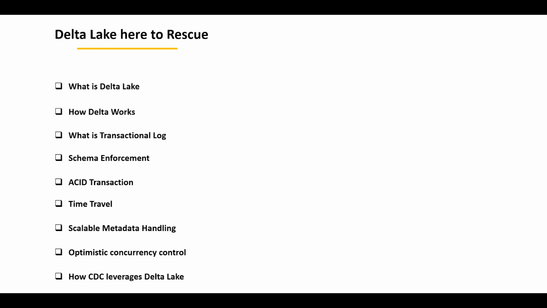So in this lecture, we will be covering two parts, and we will be seeing all these features: what is Delta Lake and how Delta works, what is the transactional log and how the transactions are stored internally in the Delta file format, and how schema enforcement, ACID transactions, and time travel work by seeing a practical demo. And scalable metadata handling, meaning how the metadata is handled scalably, and some other features like optimistic concurrency control and CDC, and how CDC leverages Delta Lake.